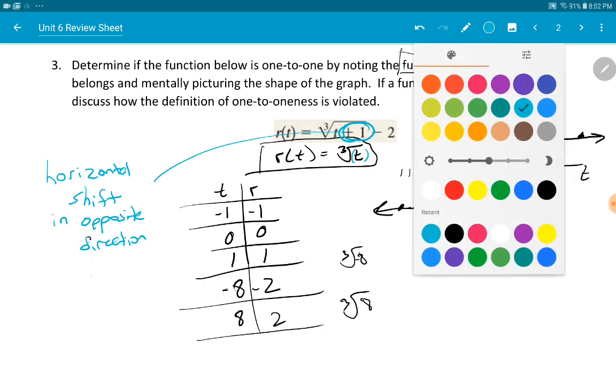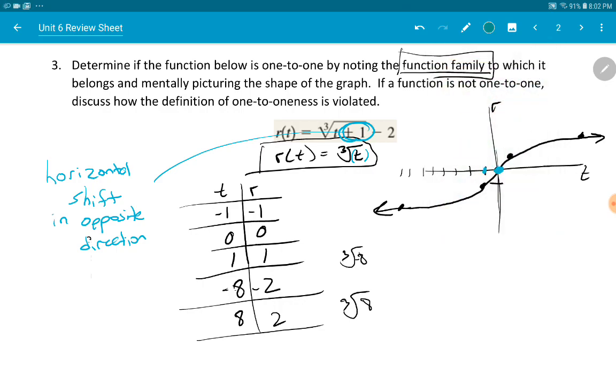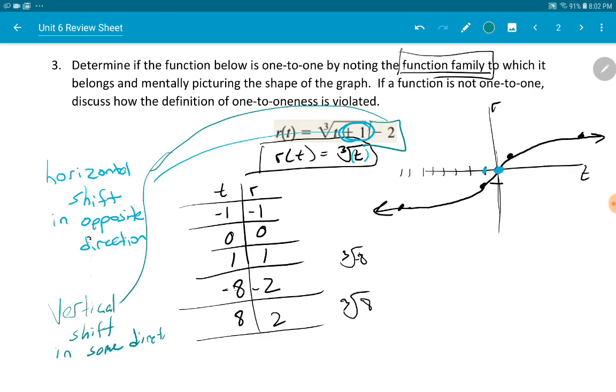But then I also have a -2. Since that's tacked on to the end, that is a vertical shift in the same direction as the sign. Horizontal always goes in the opposite direction; the vertical is going to go in the same direction. So that says -2, so it's going to shift down 2. So the center point is now right here. So our curve looks something more like this. But the shape does not change.